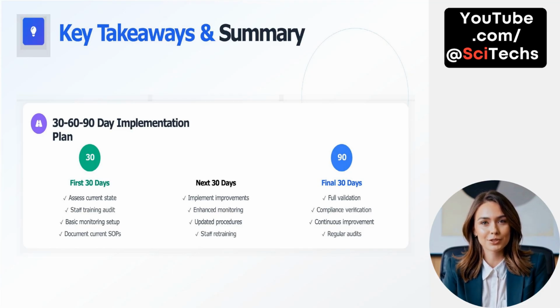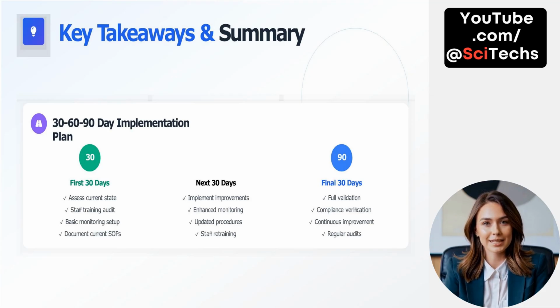A structured 30, 60, 90-day plan enables phased implementation of cleanroom excellence initiatives. In the first 30 days, the focus is on evaluation and preparation. This includes assessing the current state of operations, performing a staff training audit to identify gaps, setting up basic monitoring systems, and documenting existing standard operating procedures, or SOPs. These foundational tasks help establish a clear baseline for improvements.